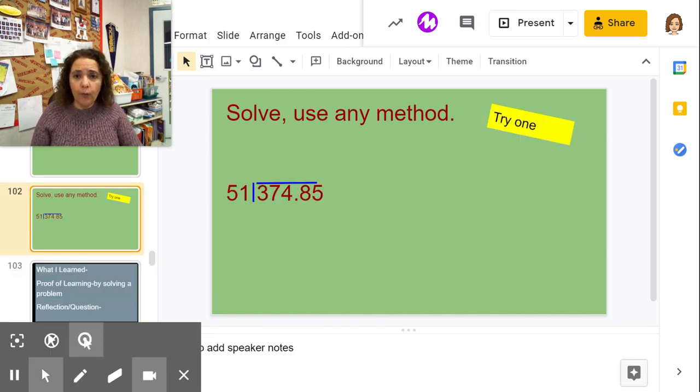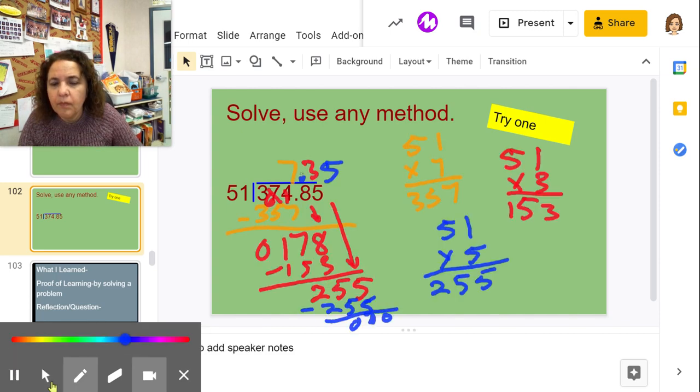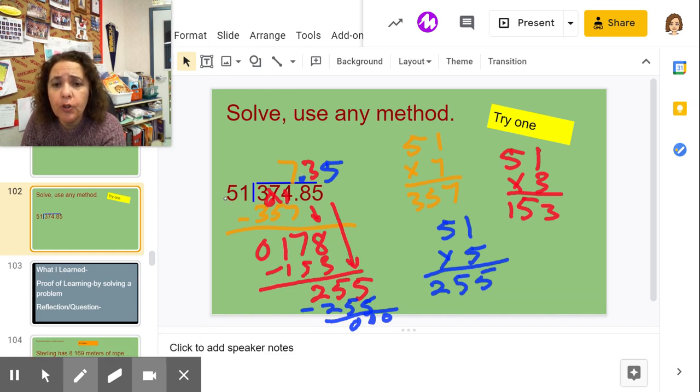Okay, so you try one, use any method, and then come back to me for the answer. Okay, so hopefully you got 7 and 35 hundredths. So I did 51, right? Doesn't go into 37, so it's got to be 374. 51 rounds to 50, right? So then I forgot to put my 50 there, that it rounds to 50.